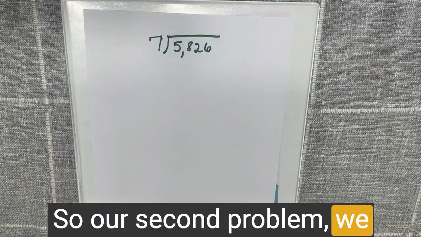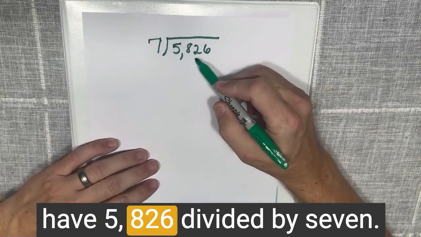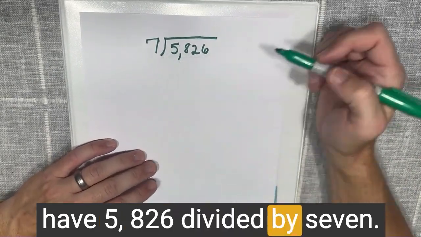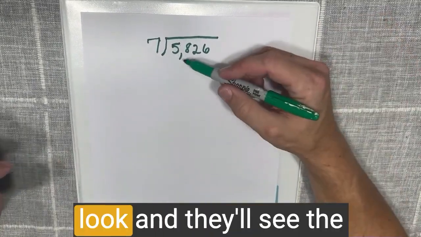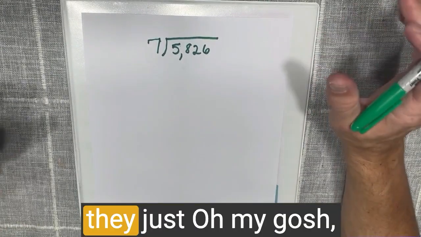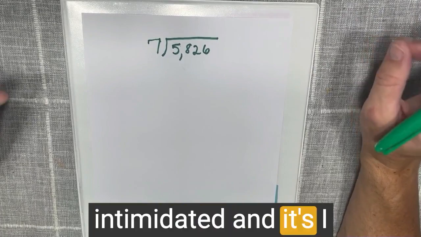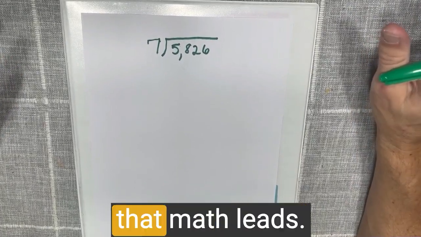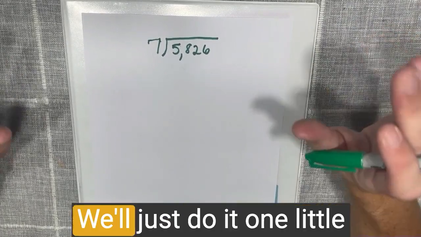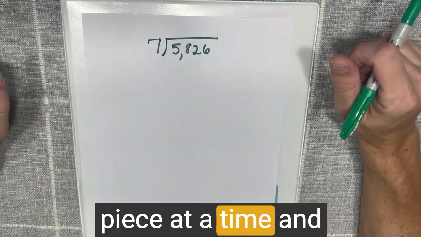So our second problem, we have 5,826 divided by 7. Now, a lot of kiddos, they'll look and they'll see the thousands and they just, oh my gosh, the number's too big. And they start getting intimidated. And it's, I can't do this problem. Well, we're not doing that, mathletes. You're not going to get intimidated. We'll just do it one little piece at a time and we'll get you through it.